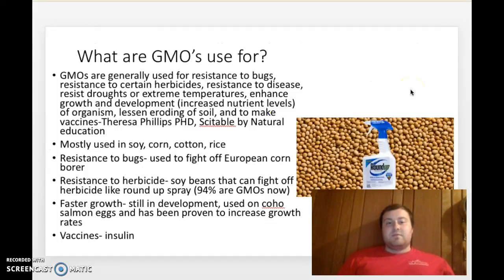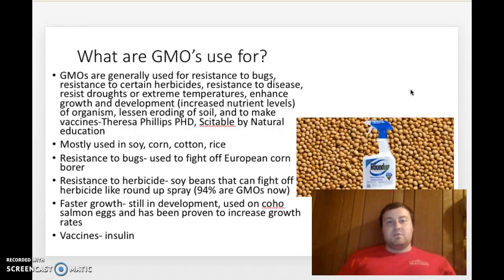What are GMOs used for? GMOs have a variety of uses. They're generally used for resistance to bugs, resistance to certain herbicides, resistance to disease, droughts or extreme temperatures. They enhance growth and development by increasing nutrient levels of the organism. They lessen the eroding of soil. And they also are used to make vaccines such as insulin. And I got this information from Teresa Phillips, who has a PhD, and it's from SciTable by Natural Education.